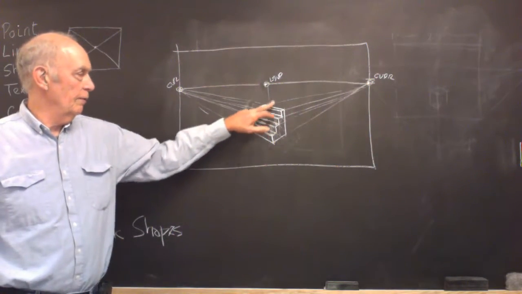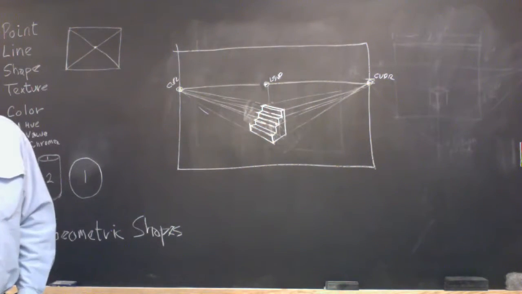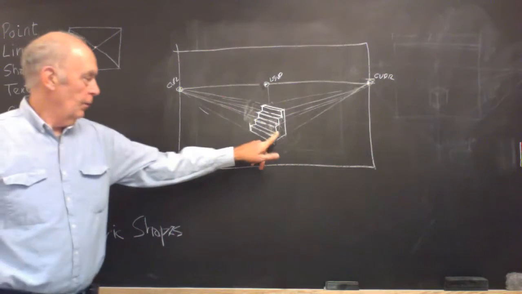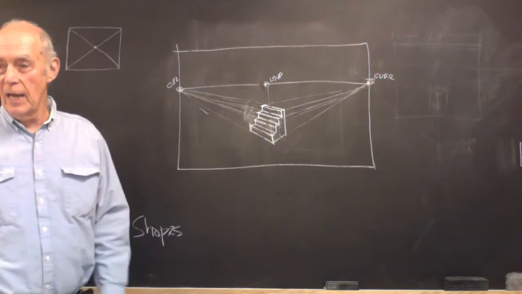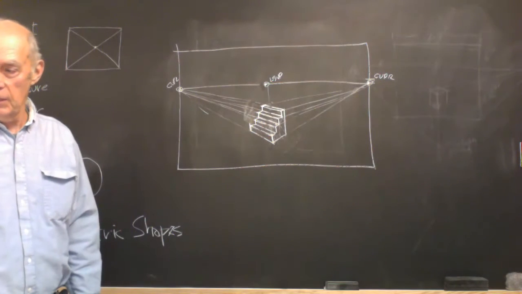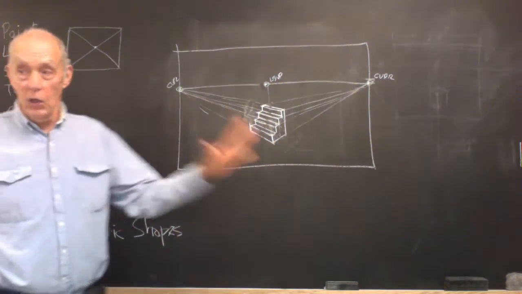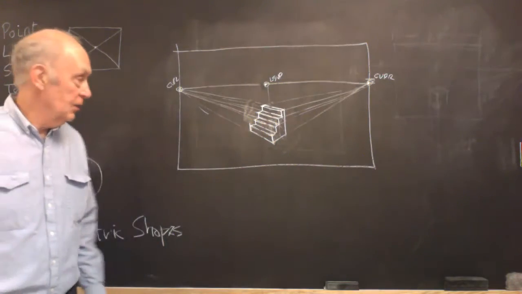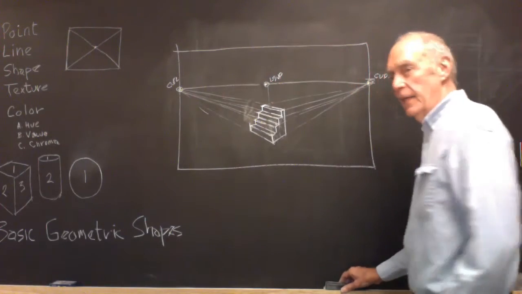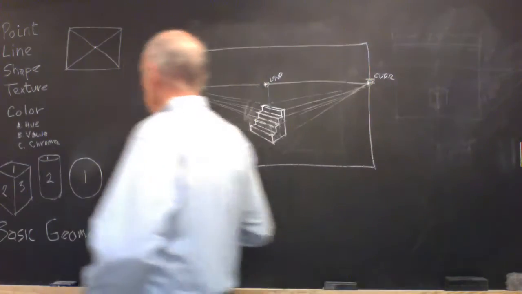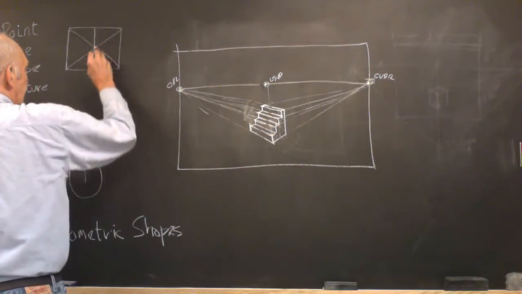1, 2, 3, 4. How many shapes do I have there? I have 1, 2, 3, 4, 5, 6, 7, 8, 9 shapes that make up this image. And it's all correct. Now, anytime you X something, you cut it in half.